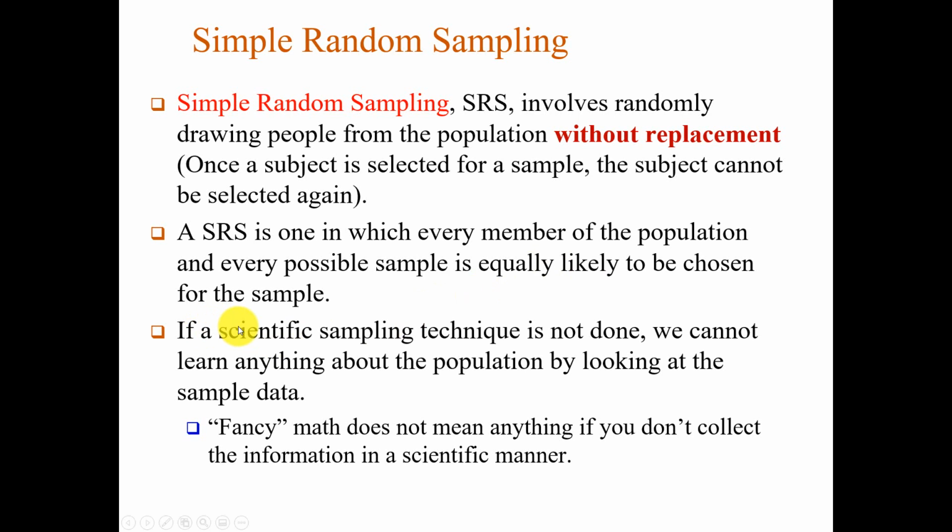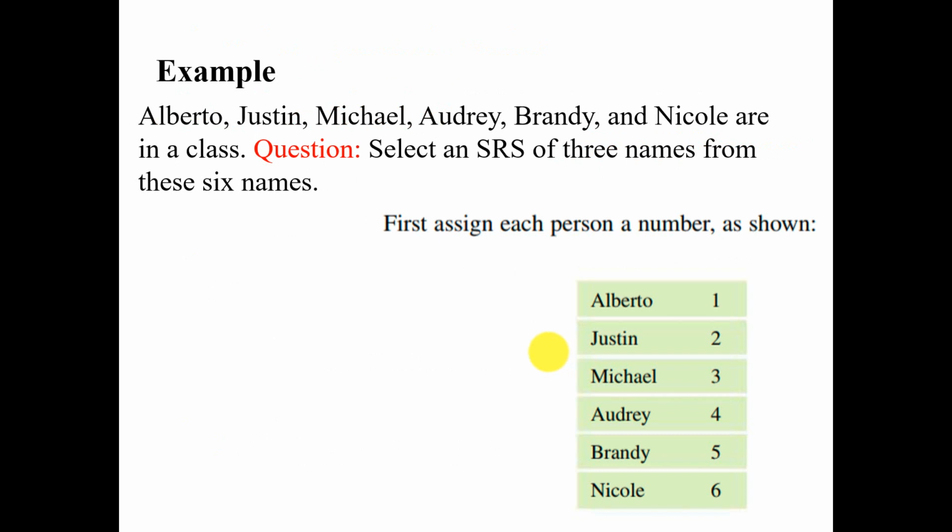And if a scientific sampling technique is not used, we cannot learn anything about the population by looking at the sample data. The math doesn't mean anything if you don't collect the data in an unbiased way. So here's an example. Alberto, Justin, Michael, Audrey, Brandy, and Nicole are in a class. The question is, select an SRS of 3 names from these 6 names. First we can assign a number to each person. Alberto is 1, Justin is 2, and so on.